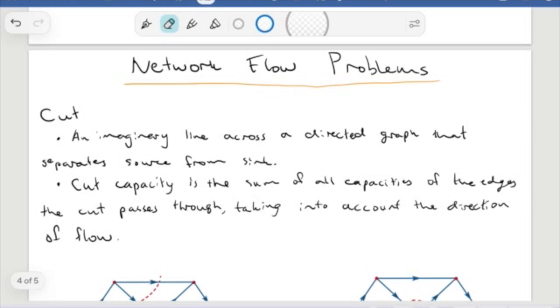Now, a couple of key points here is that a cut is basically an imaginary line that we draw across our directed graph, which will separate the source from the sink. And when we talk about the capacity of the cut, it's the sum of all capacities of the edges that the cut passes through. So you remember with networks, we have weighted edges. This can tell us, for example, the flow rate through a system of pipes or how many cars can pass through a set of roads. And when we do this, we need to take into account the direction of flow.